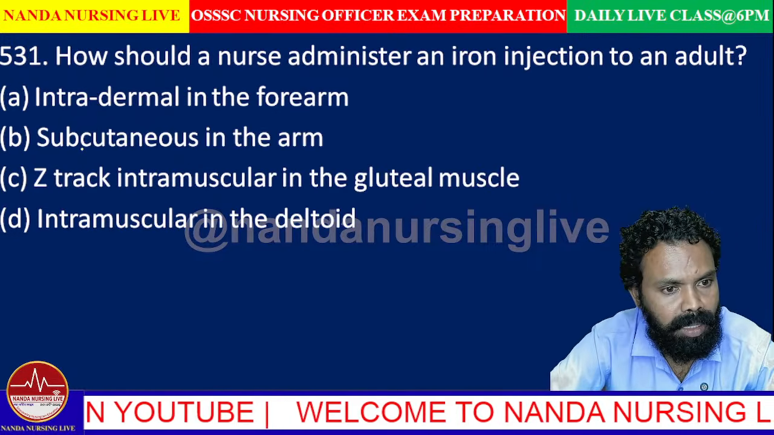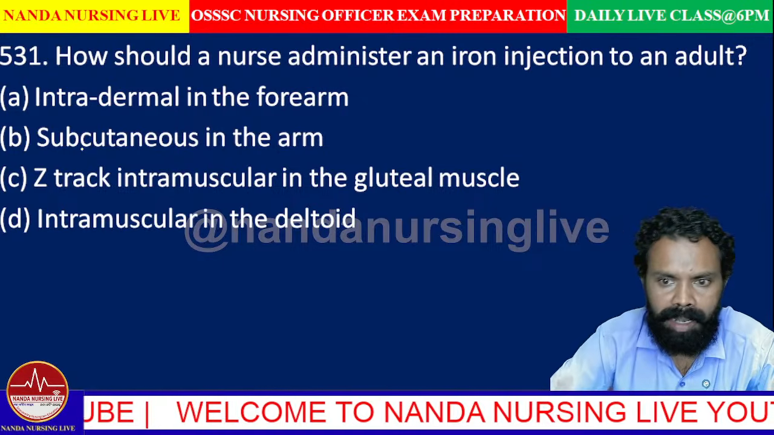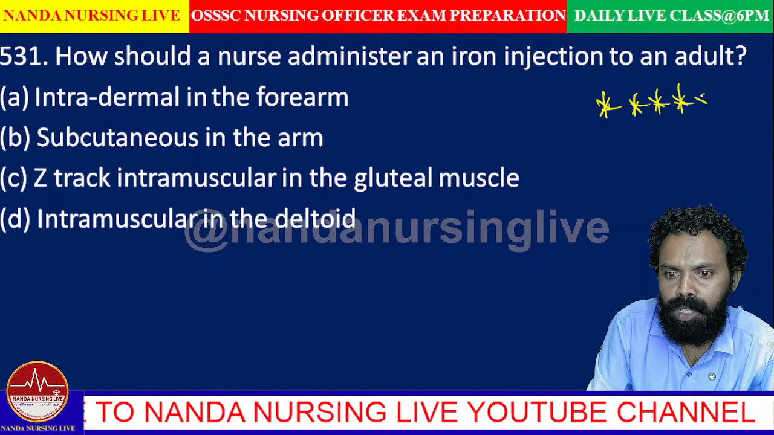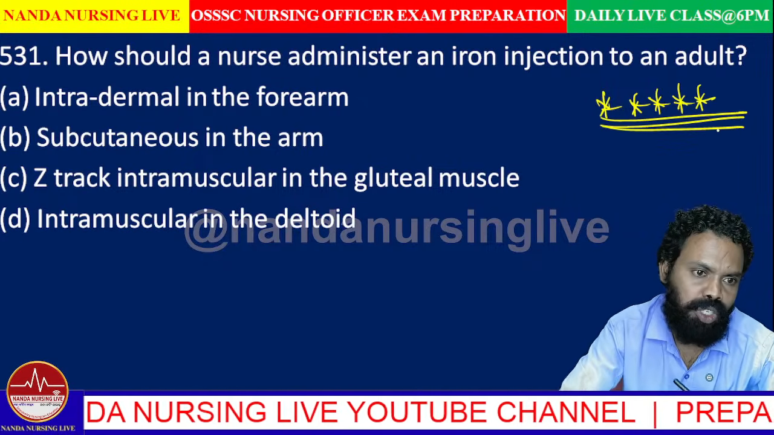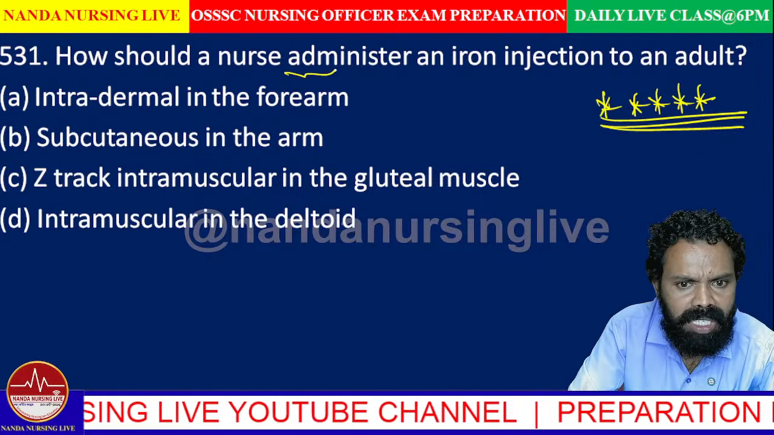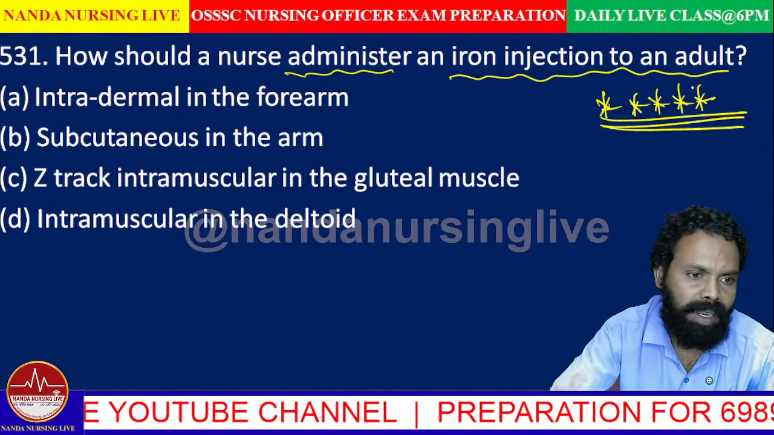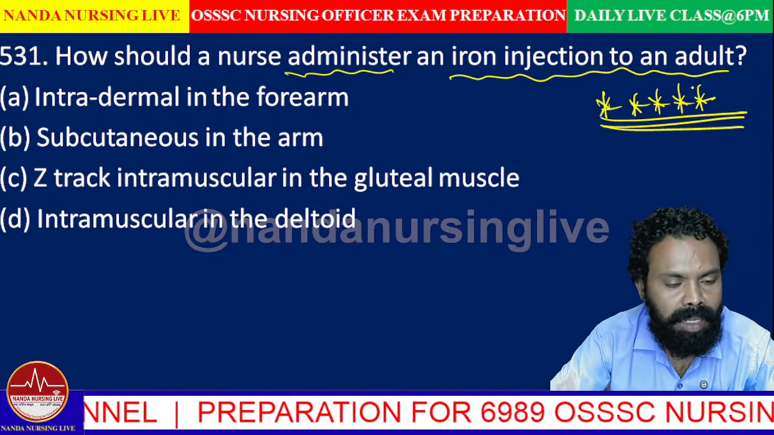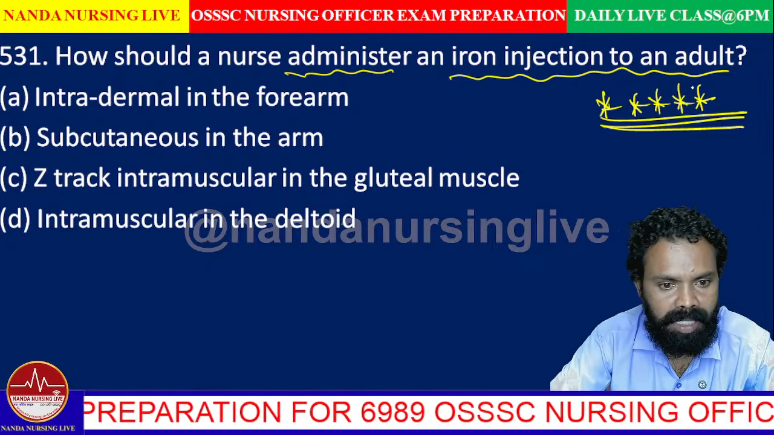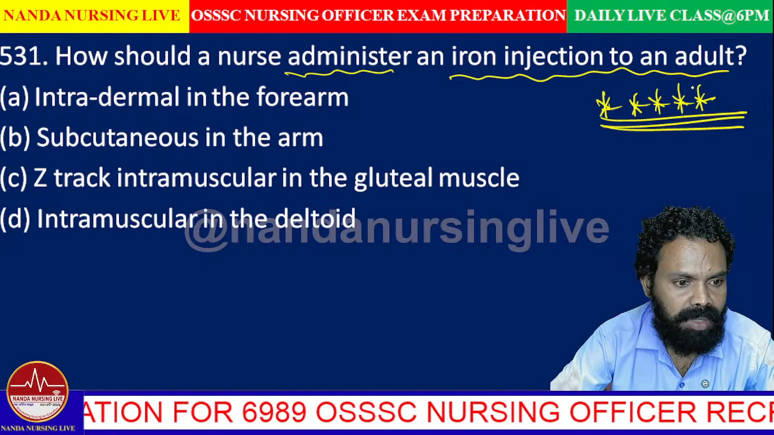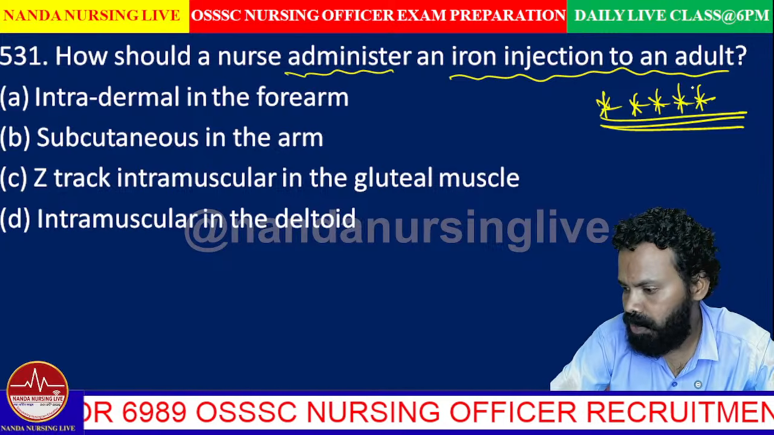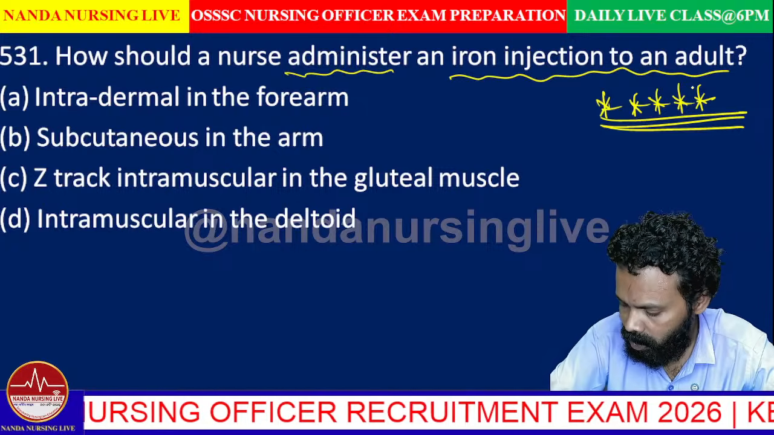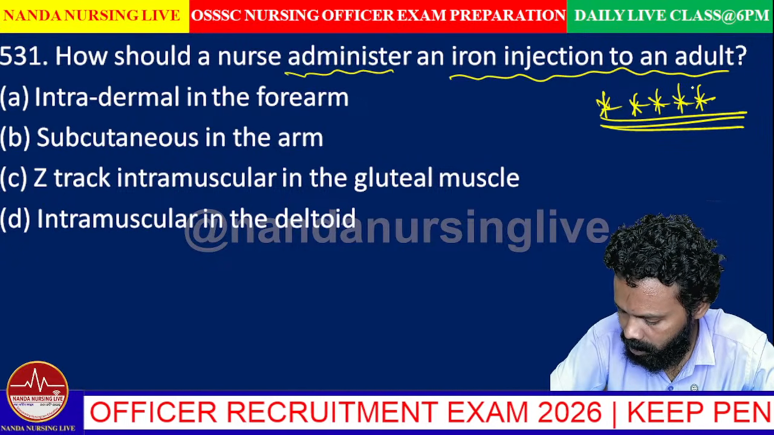Next question, question number 531 अछि, how should a nurse administer an iron injection to an adult? Most important, very important MCQ. Option A is intradermal in the forearm, option B is subcutaneous in the arm, option C is Z tract intramuscular in the gluteal muscles, option D is intramuscular in the deltoid. So which option is the correct answer, beta? Very good.